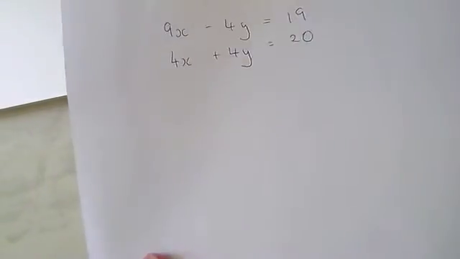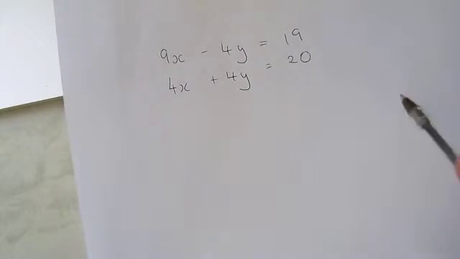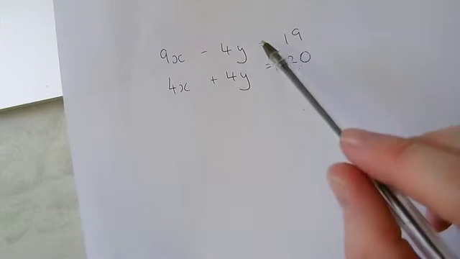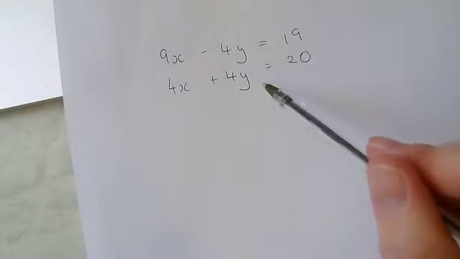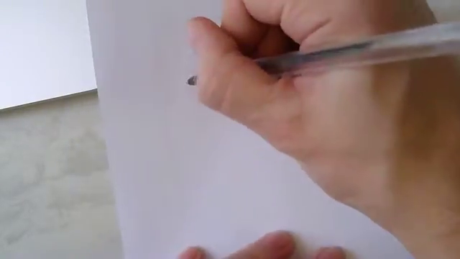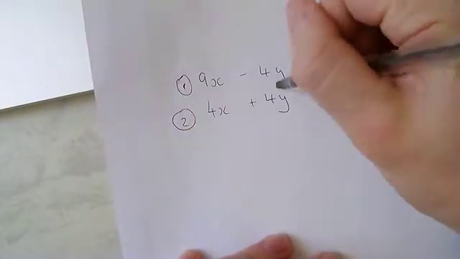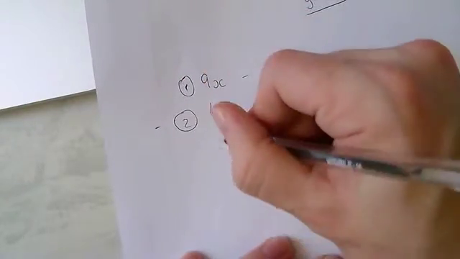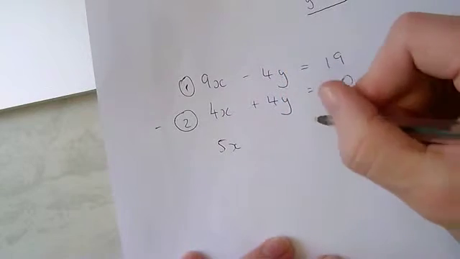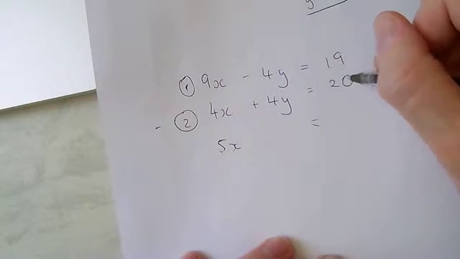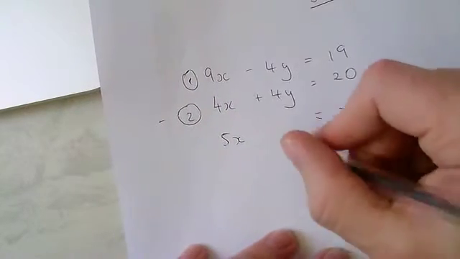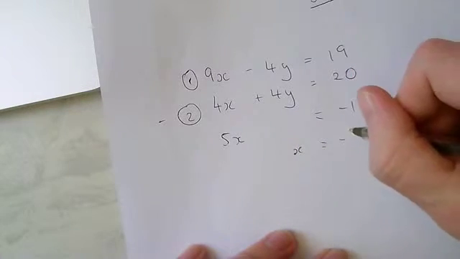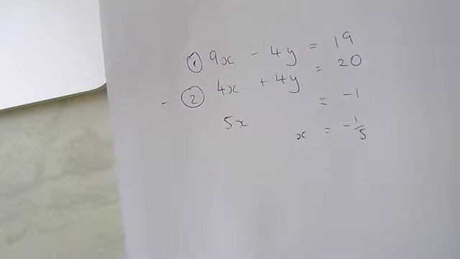Question number 3. Okay, so these ones here, I want to do 1 and 2. Now I have the y's that are the same, so I'm going to take them away. 1 take away 2, that's going to be 9x take away 4x is 5x. 4y's will cancel, and then 19 take away 20 is minus 1. So then x is equal to minus 1/5.